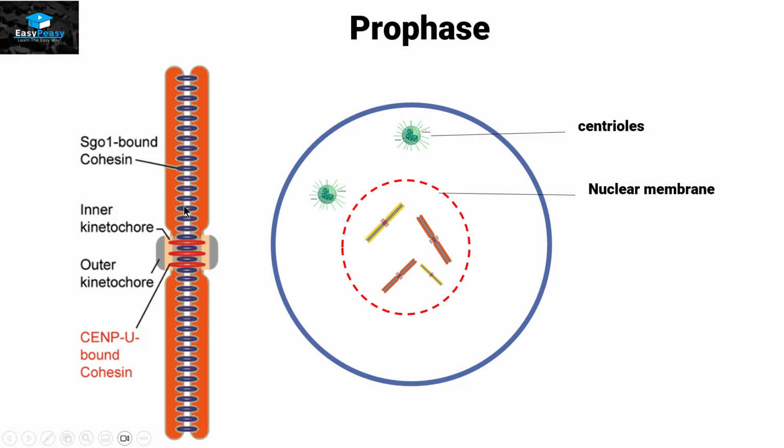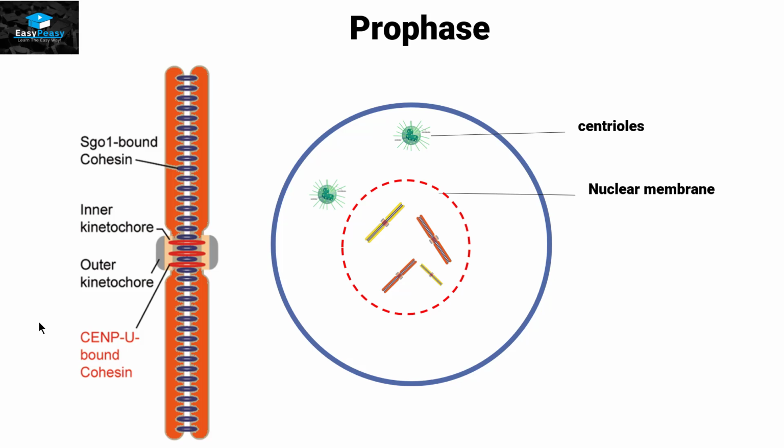These ring type of structures are called SGO1 bound cohesion. And near the centromere, where we have the inner kinetochore and outer kinetochore, we have these red rings that are called CENPU bound cohesion proteins that are going to bind these two chromatids tightly with each other.